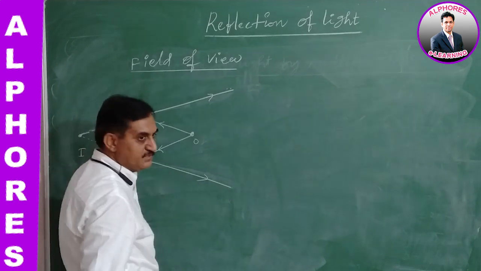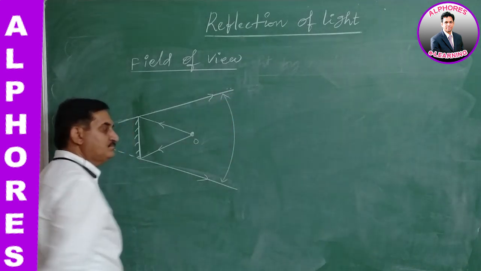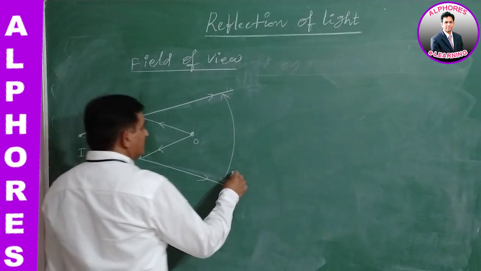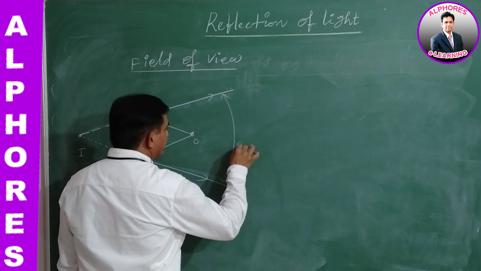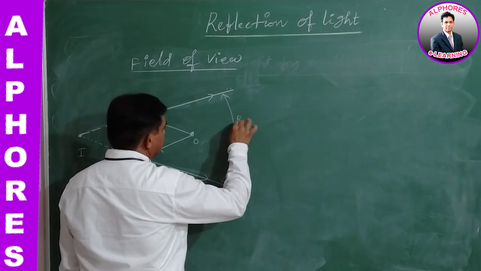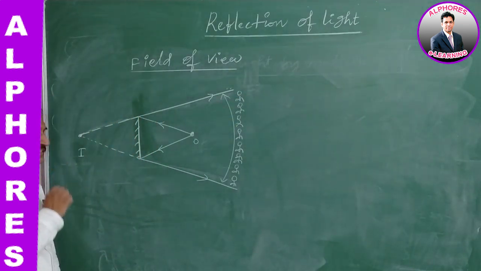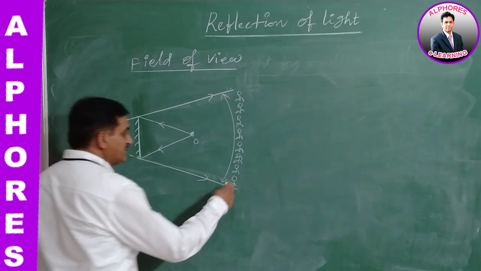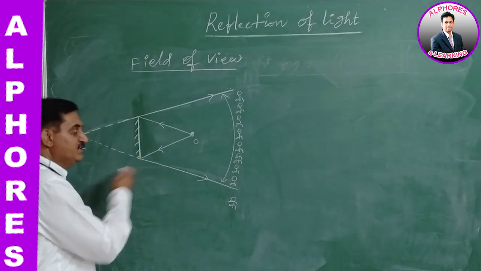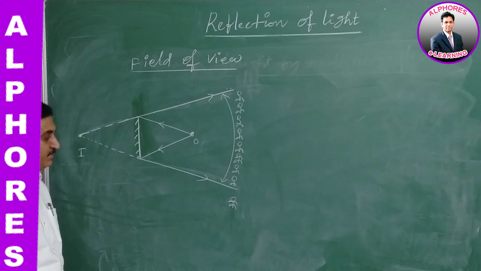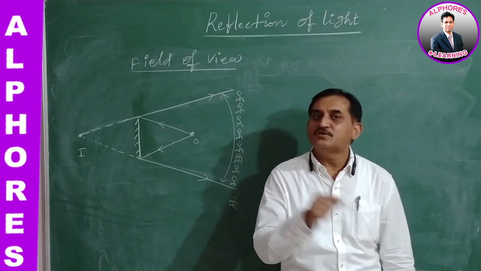The light undergoes reflection. This is the region where the observer is present. If the observer is anywhere in between these two boundaries, he can see the image. Suppose this observer is just outside of this boundary. He cannot see the image of this object in the plane mirror. Not possible.